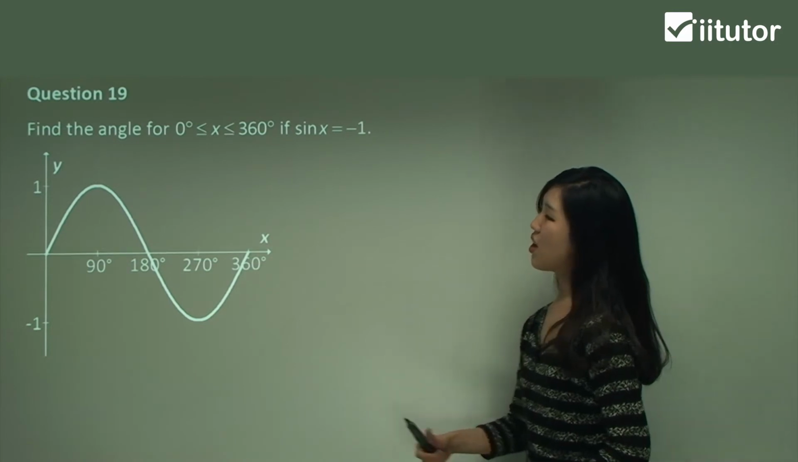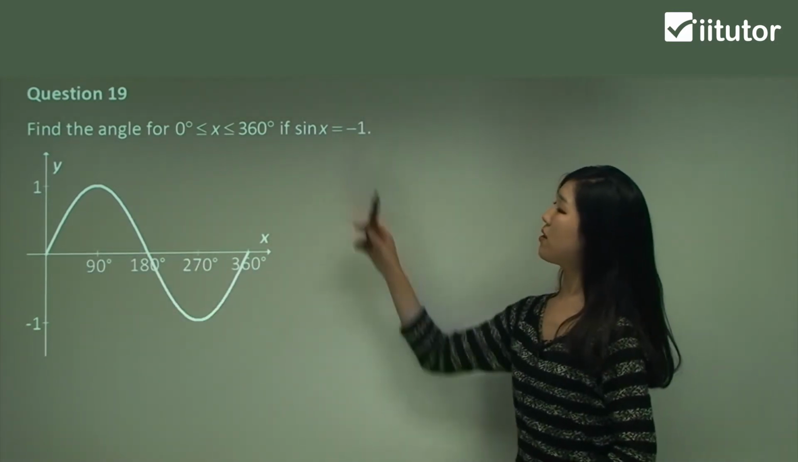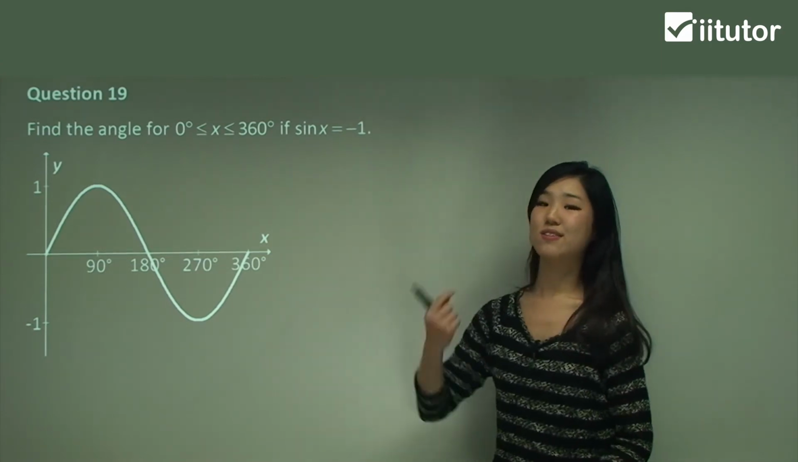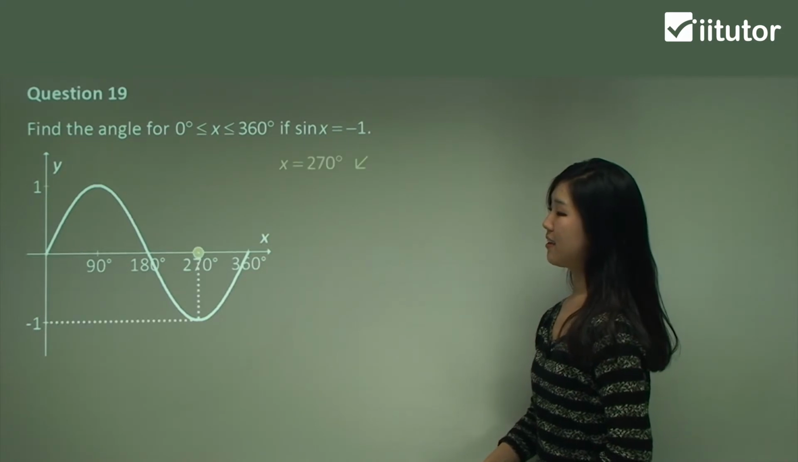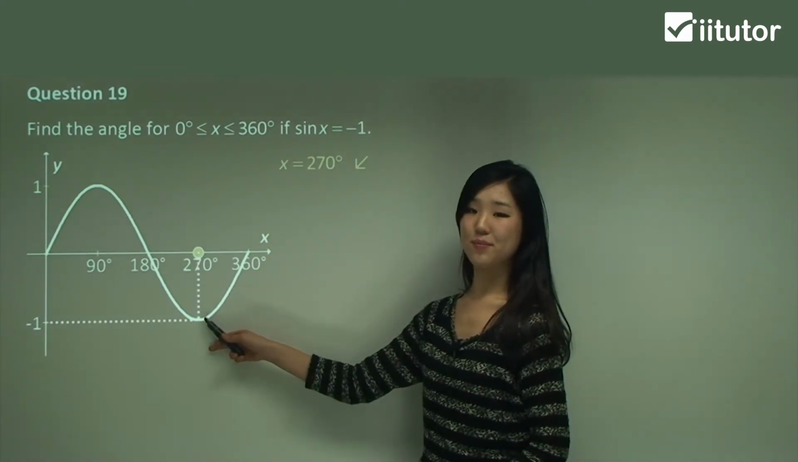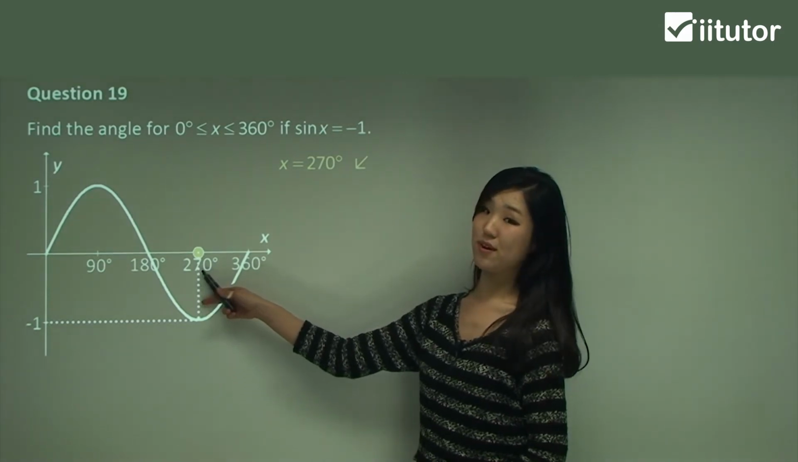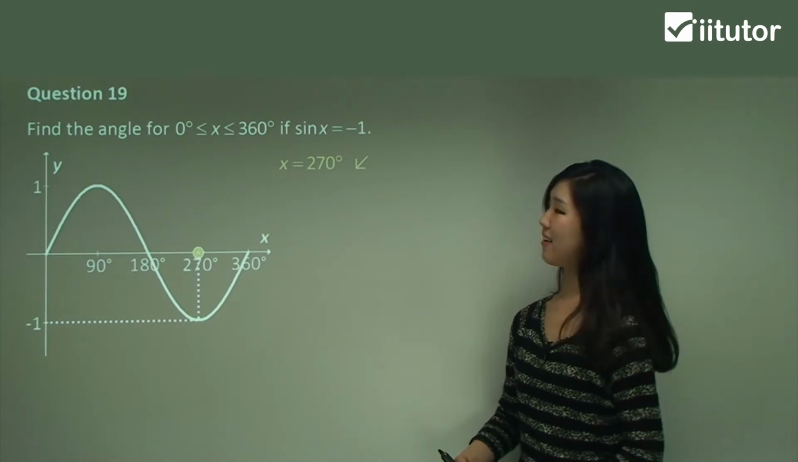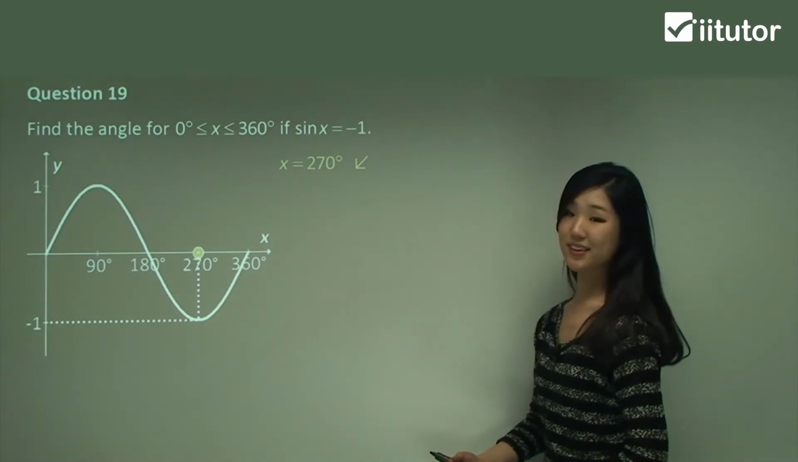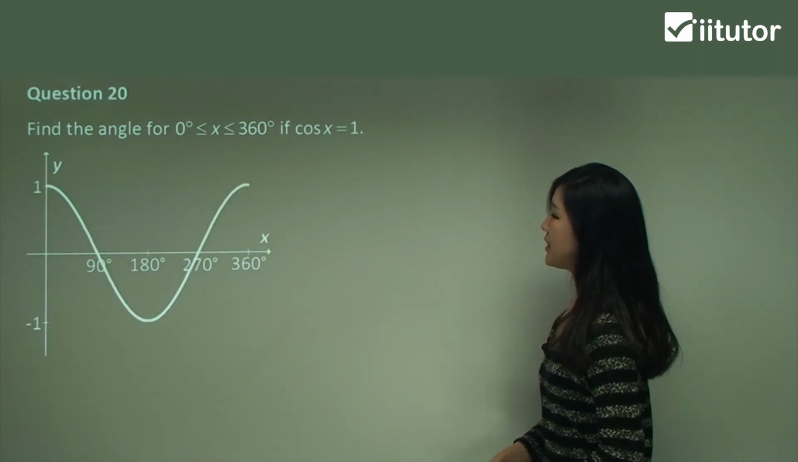Now, again, when x is between 0 and 360 degrees, we want to find x when sine x equals -1. Simply look at our diagram again. It's going to be only that point there. So the angle that makes sine x equal to -1 is simply 270. So x is simply 270 degrees, and that's the only solution. So that's question 19.